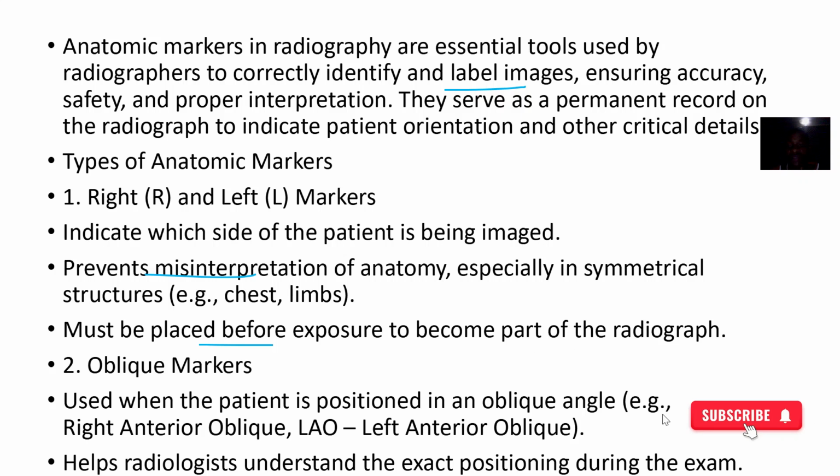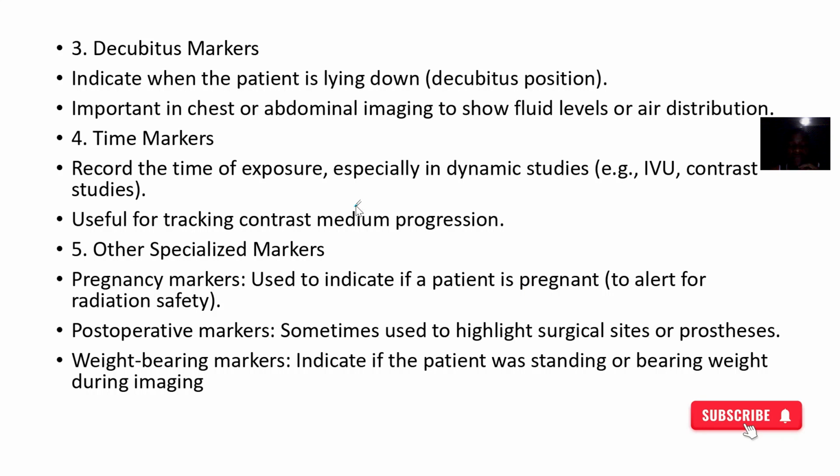Then we have the oblique markers. These are used when the patient is positioned at an oblique angle. It helps the radiologist understand the exact position during the examination. Then we have the decubitus markers. This one indicates when the patient is lying down. It's very important in chest x-rays and abdominal x-rays. Then we have the time markers. Those record the time of exposure, especially in dynamic studies.